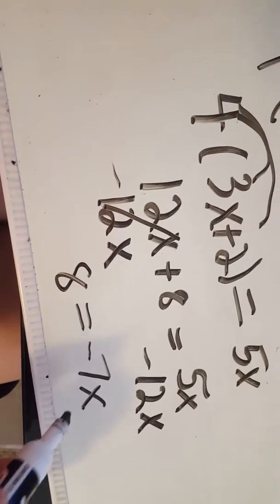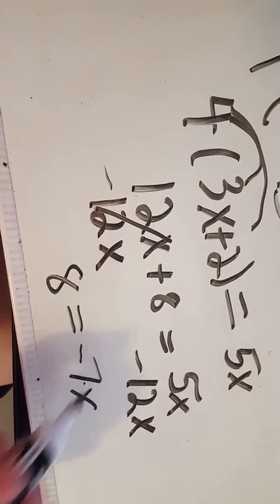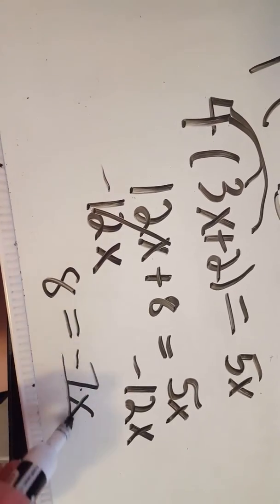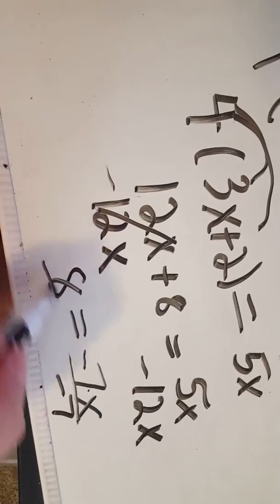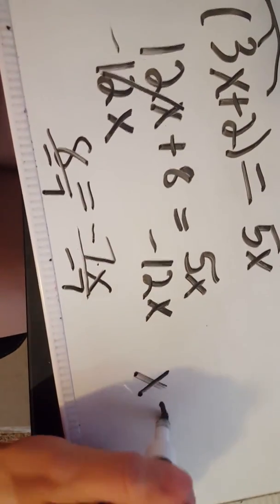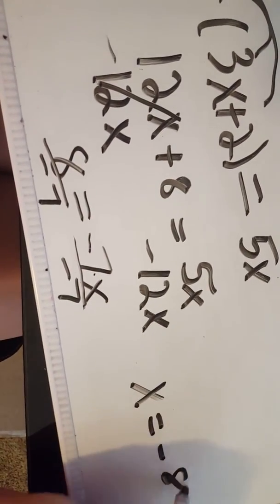And our final piece, to get x by itself, right now negative 7 is being multiplied by x, so the opposite operation would be division by that same constant on both sides. What you do to one side, you must do to the other. Our final answer is negative 8/7.